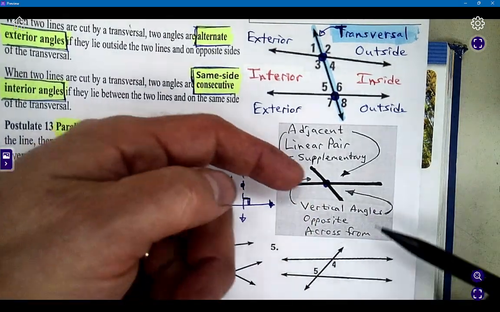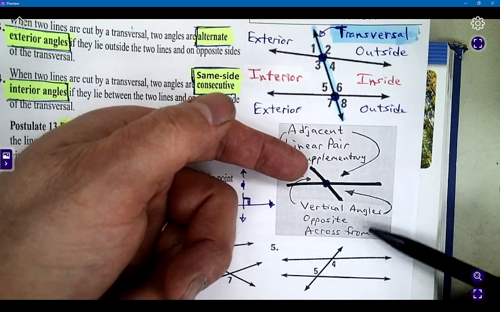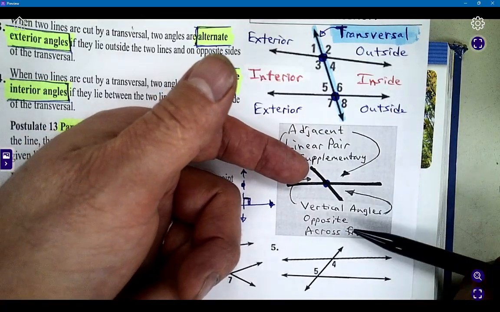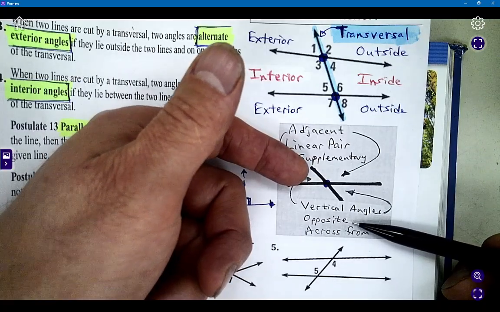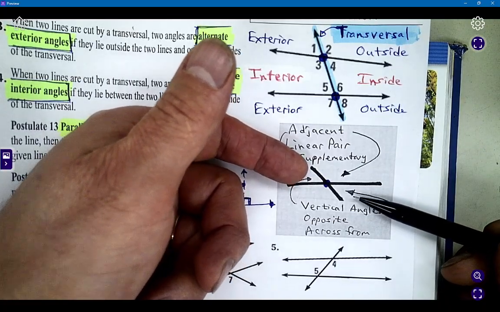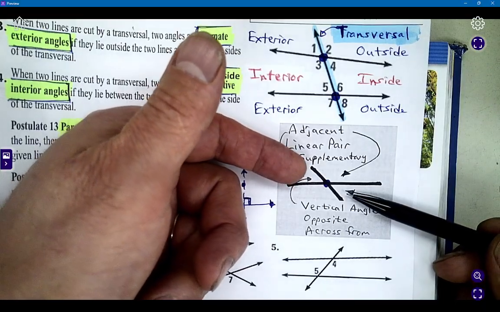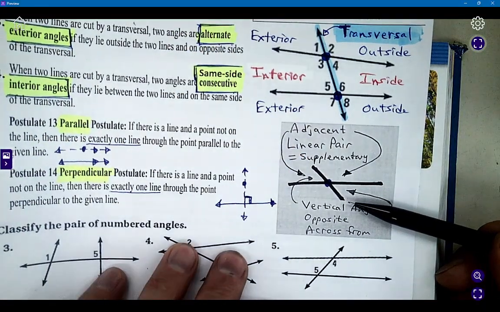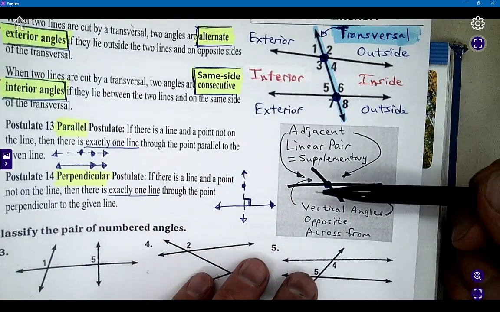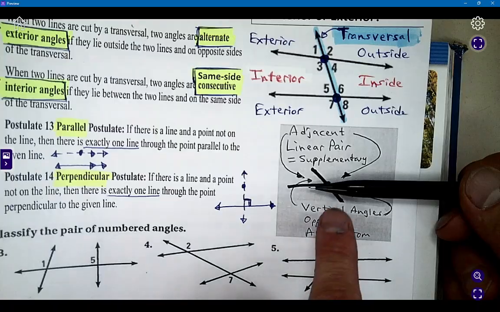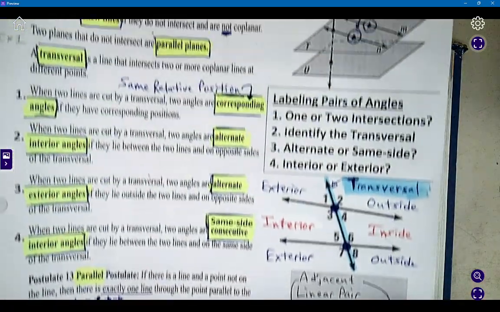And then there are also these two angles that are across from each other. The term opposite is the official term, opposite in position. And these are vertical angles. You remember that vertical angles are always congruent. Okay, so that's two lines that create one point of intersection.